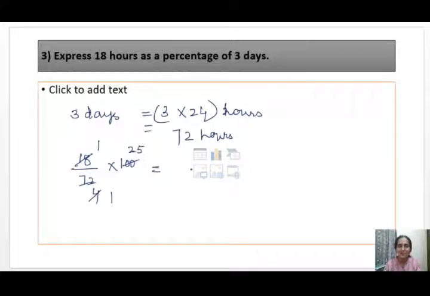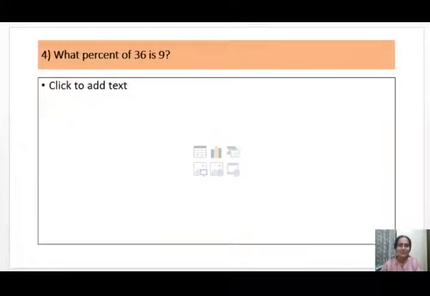It is 25%. That means 18 hours of 3 days is 25%. 25% of 3 days. It is 25%. We'll move to the next sum.